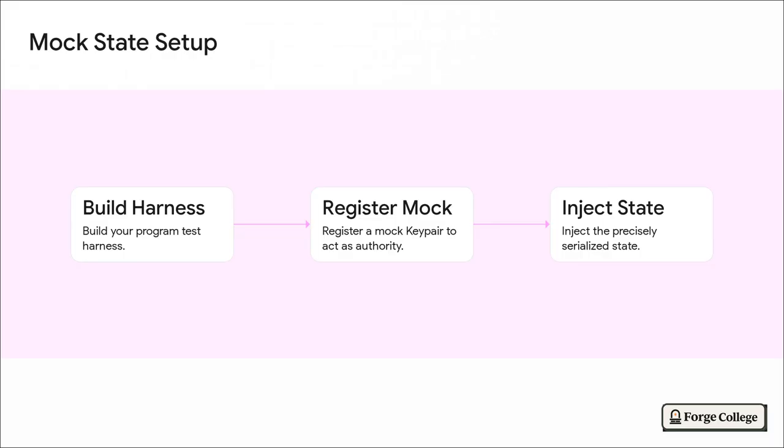First, you build your program test harness. Second, register a mock key pair to act as your user or authority. Third, and guys, this is crucial, you inject the serialized state. I literally cannot stress this next part enough. Always, always use deterministic, seed-based addresses for your test key pairs and PDAs. Because if your tests are using random public keys every single time they run, oh man, debugging becomes an absolute nightmare. Determinism is the absolute key to reproducible tests.